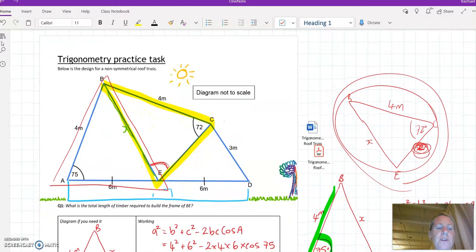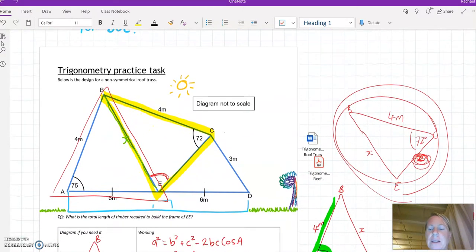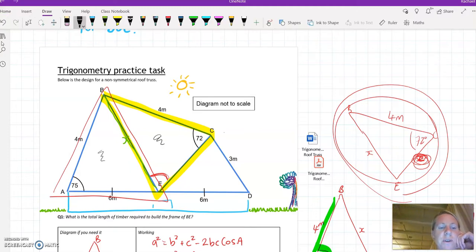So the first question asked what the total length of timber is to build the frame of BE. In other words, we want that length of wood between point B and point E. BE is the name for that line there between point B and point E. I've called that X with a green X there. So we have to work out which triangle that belongs to. Does it belong to the triangle on the right here, or to this one on the left? Which one is it going to work best with?